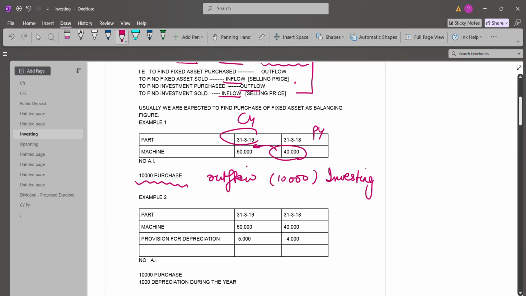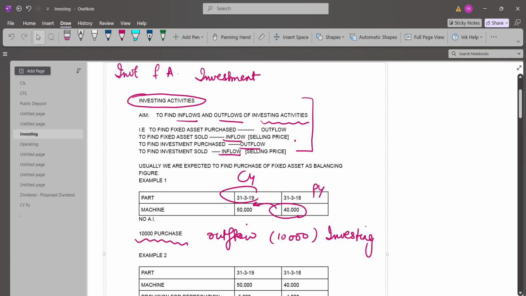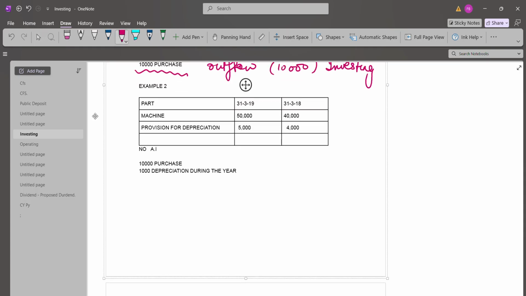Now here they gave the net value of the asset. They can also give you the gross value, the price at which you acquired it, and the depreciation charged by you on the same. So let's look at our example 2. Here you are told the machine was 40,50, that same I've taken as previous one, but they added one more point, provision for depreciation, or the word used could be accumulated depreciation. It was 4,000 in the previous year, now it becomes 5,000. This tells us two things, no other additional information given to us.